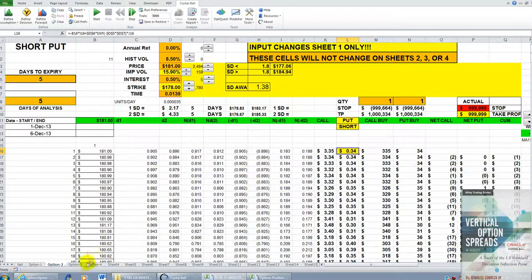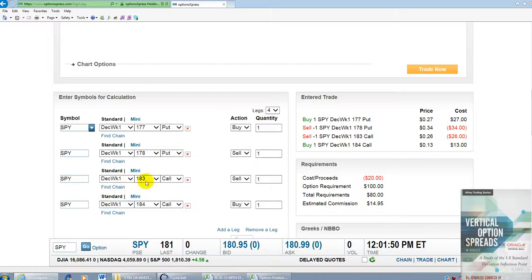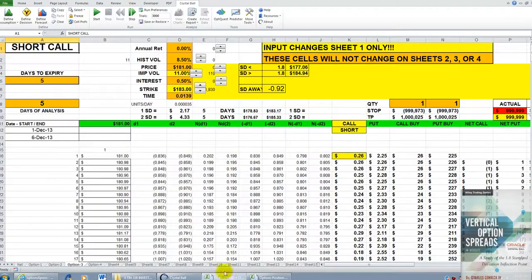But continuing for our lesson here, tab option 3 is our short call. All right, we'll go in at 183. That's fine. And the price on that was given at 26 cents. And I've got that set already. So you see the implied volatility on the short call at 183 is only 11%. And that ties into the 26 cents that's in this cell here.